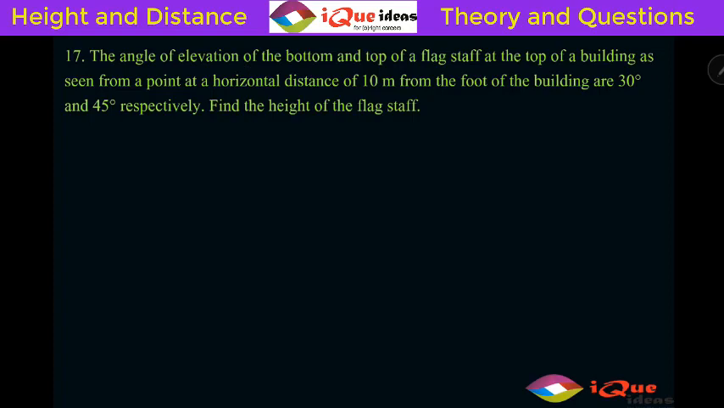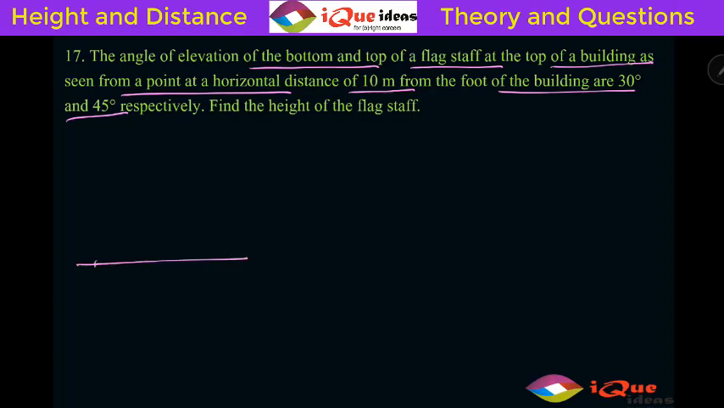It says the angle of elevation of the bottom and top of a flagstaff at the top of a building as seen from a point at horizontal distance 10 meters from the foot of the building are 30 degrees and 45 degrees. Exactly the same question, perhaps the angles are different, 30 and 45. In the previous question it was 60 and 45. Let's see. So once again, we take a point on the ground, we take a tower, or let's say building in this case, and there is a flagstaff. From the point, the bottom of the flagstaff and the top of the flagstaff, the angles are, obviously the larger angle is 45 degrees.